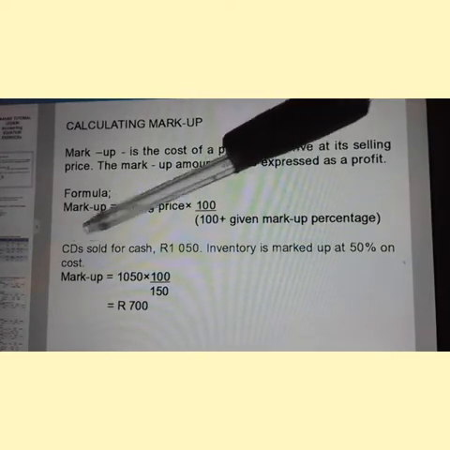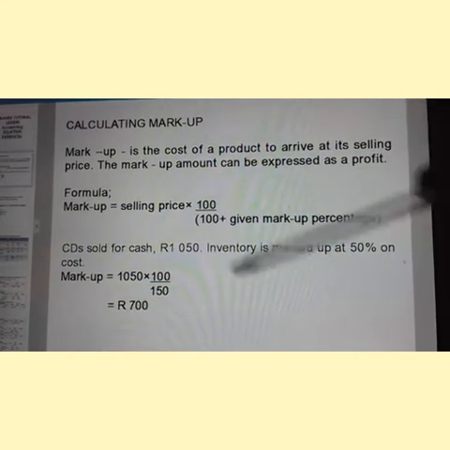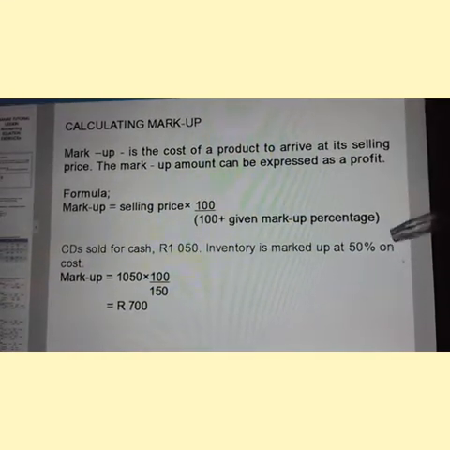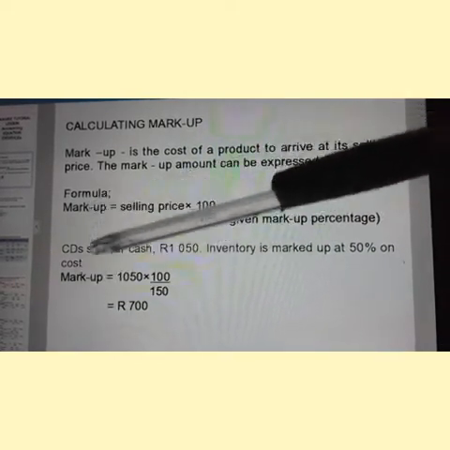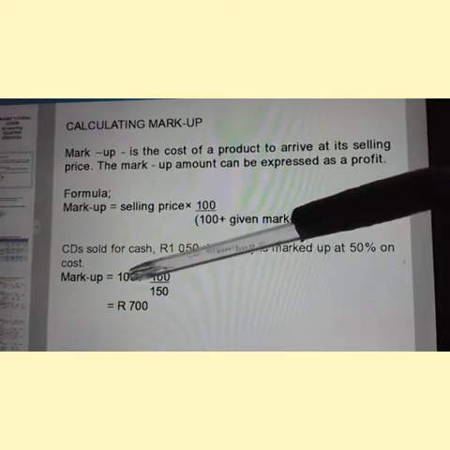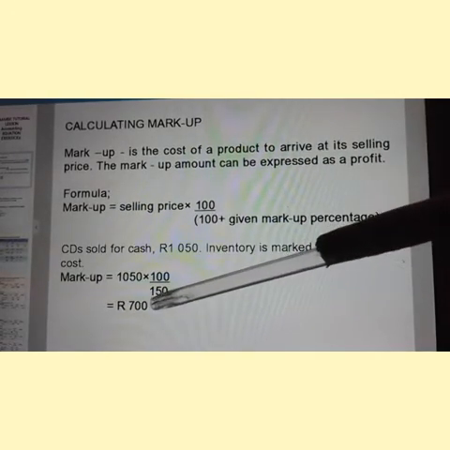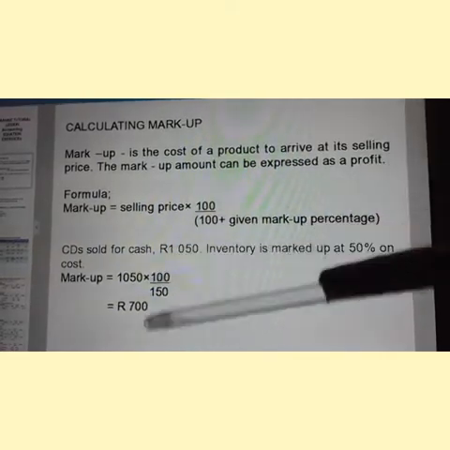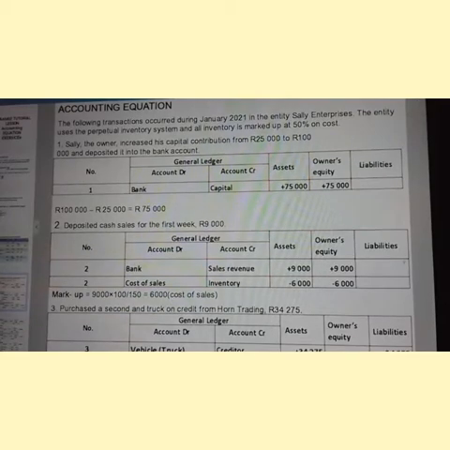For instance, here we are given that the CD sold for cash was at 1,050 rands. The inventory markup was 50% on cost. So to calculate the markup, we take the selling price, which was 1,050, times 100 divided by 150, and we get 700 rands. So this is the markup. So let's begin with our main exercise.